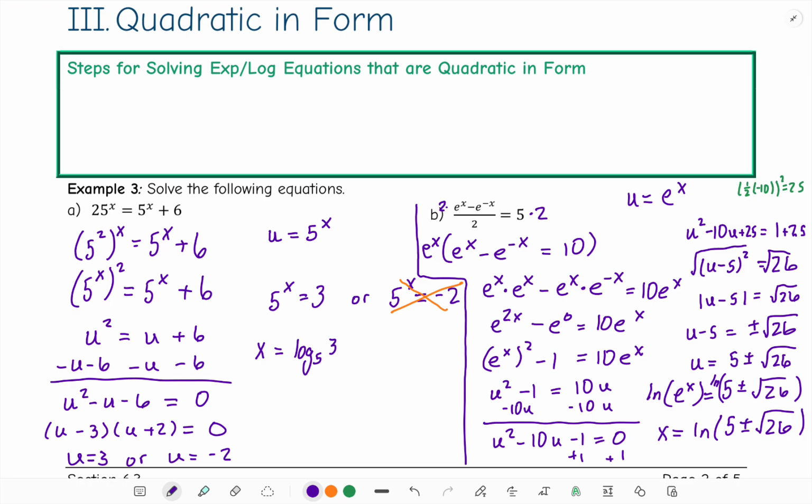Now, 5 plus the square root of 26 is obviously a positive number since both 5 and the square root of 26 are positive. But since the square root of 26 is bigger than 5, when we do 5 minus the square root of 26, that'll give us a negative answer. So we can't take the log of a negative. So again, we only have one answer, and it's 5 plus the square root of 26.